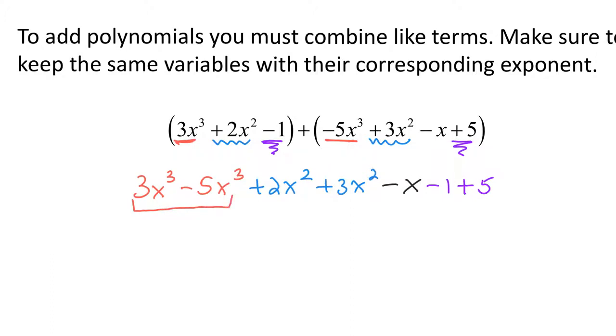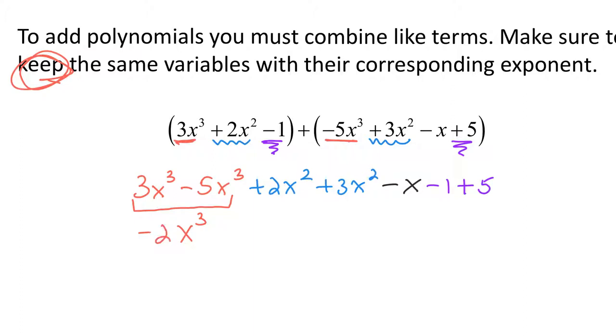Those are like terms, because they have the same variable and the variables have the same exponent. So when you combine like terms, you keep the same variable and its corresponding exponent. So I'm going to keep the x with the 3 exponent. But you need to add or subtract the numbers, the coefficients. Looking at the coefficients, 3 minus 5, that's negative 2.